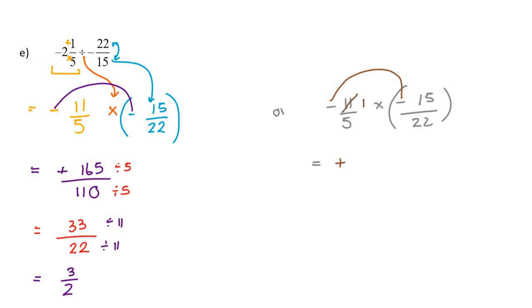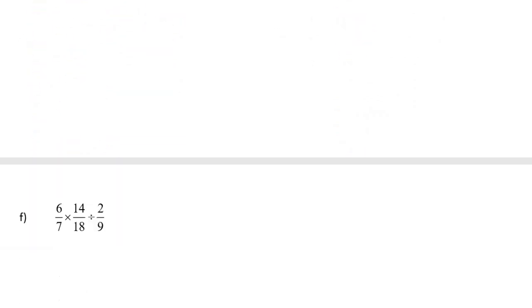11 divided by 11 is 1. 22 divided by 11 is 2. And then 5 divided by 5 is 1. And 15 divided by 5 is 3. So I land up with 1 times 3, which is 3, and 1 times 2, which is 2. So I go straight to the same answer. Great. We're hopefully getting the hang of this.